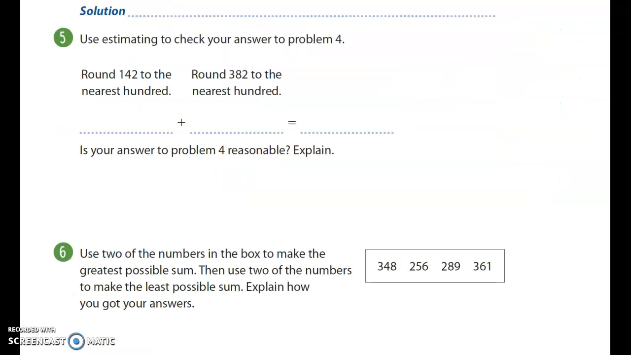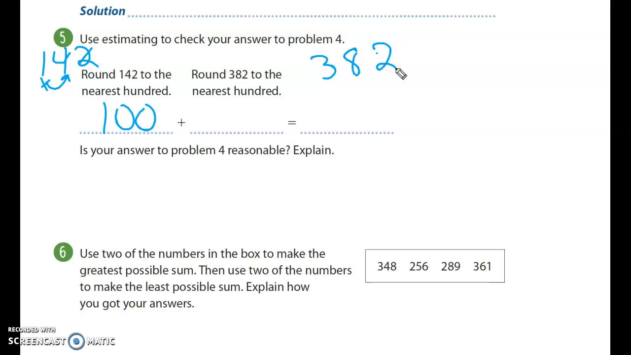All right. So look at number 5. It says estimate. Okay? Estimate is just a fancy word that says to round first, and then we add. All right? It says round 142 to the nearest hundred. So I have 142 to the nearest hundred. What number's in the hundreds place? 1. Look at number to the right. What does the 4 say do to the 1? Stays the same. Replace these two numbers with zeros. Then I have 382.